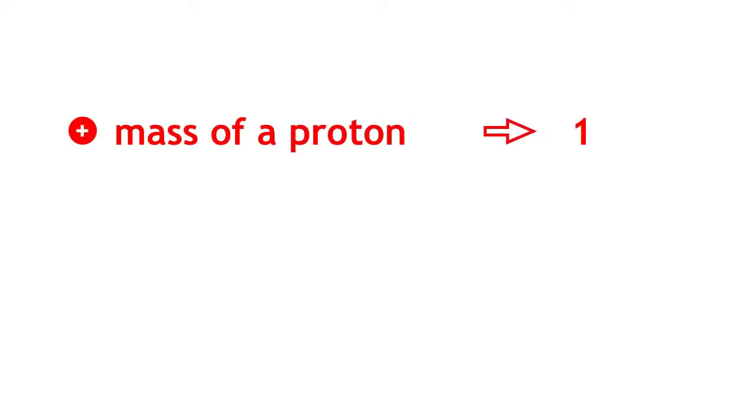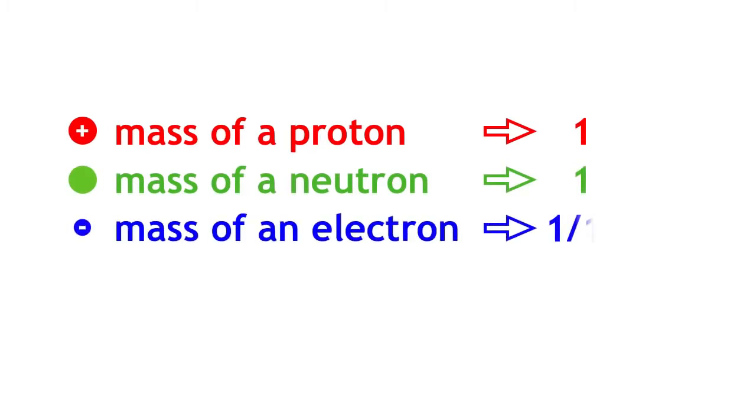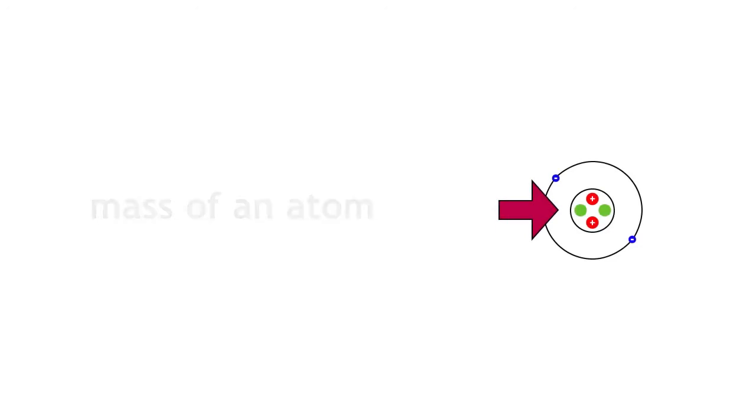The neutron has a similar mass to protons and is also given the mass of 1. The electron, however, is much lighter and has a mass of 1/1840. If we think about how heavy the mass of the protons and neutrons are in relation to the electrons, it's clear to see that the mass of an atom is concentrated at the nucleus.